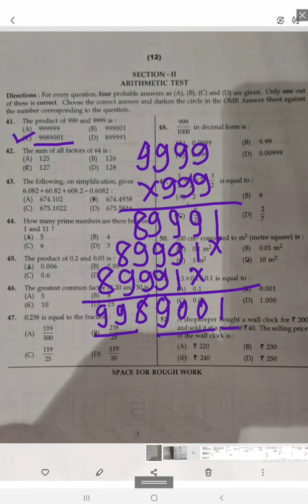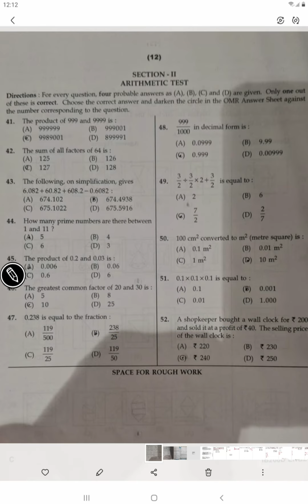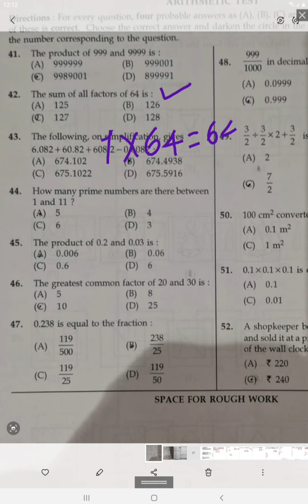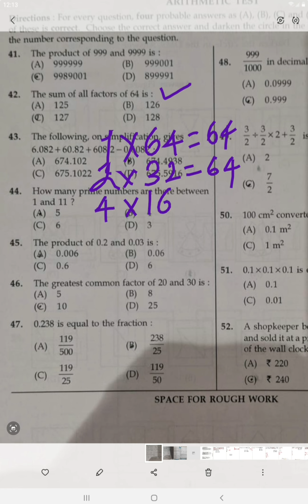Okay, let us move on to question number 42. The question is the sum of factors of 64. Let us say 1 into 64 is equal to 64. 2 into 32 is equal to 64, right? Again 3, there is no option, and 4 into 16 is equal to 64. 5 there is no choice, 6 also there is no factor, 7 also no factor, and 8 is the factor. 8 into 8 is 64, right?